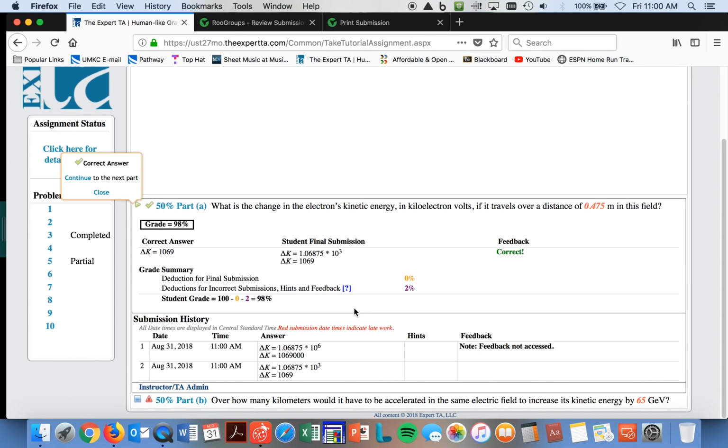How many kilometers would it have to be accelerated to have the same electric field to increase to 65 giga electron volts? That's 10 to the 9th.